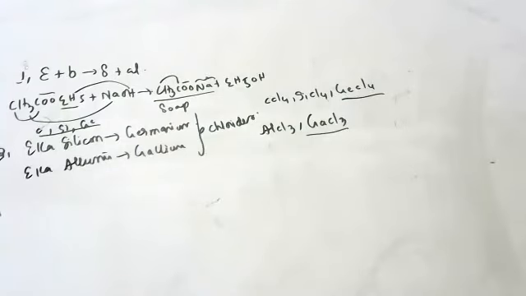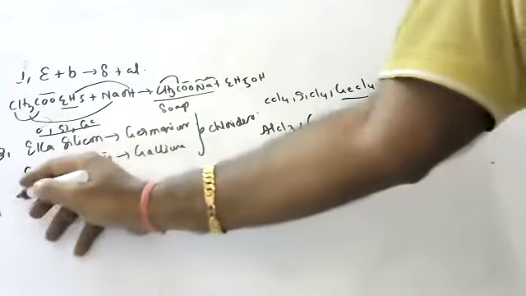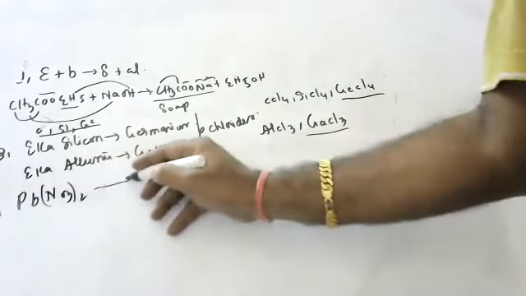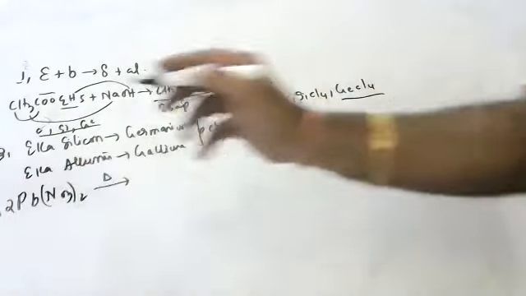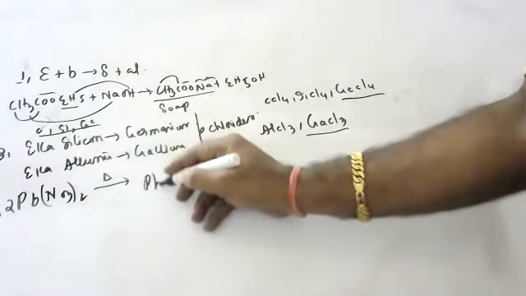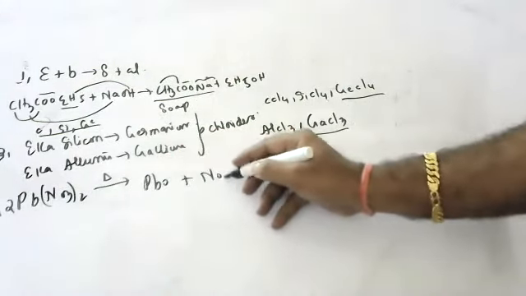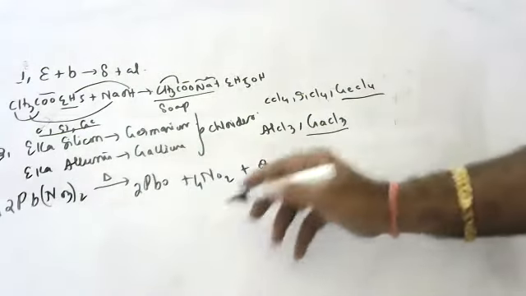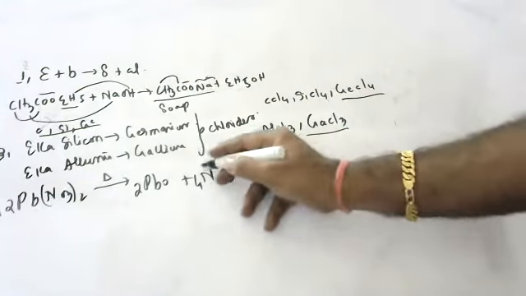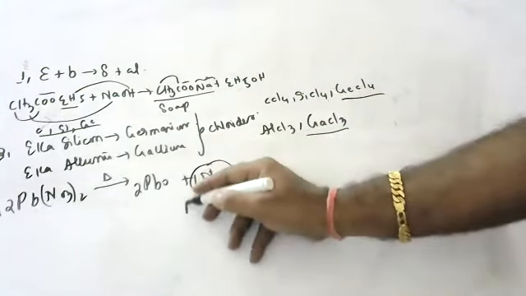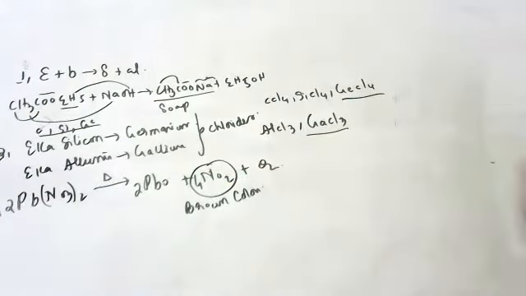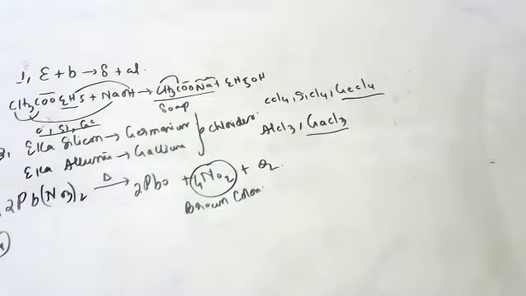What happens when lead nitrate is strongly heated? It is an example of decomposition in presence of heat. When lead nitrate is strongly heated, you will get PbO plus NO2 plus O2 gas. And what is the color of NO2 gas, children? Brown colored NO2 gas is liberated. This is an example for decomposition.